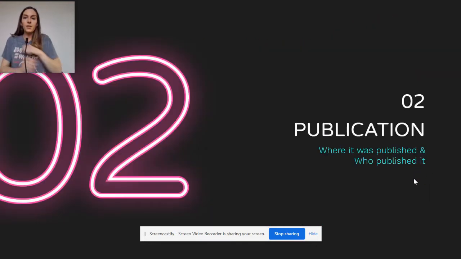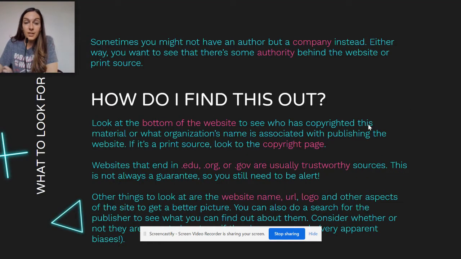The second thing is looking at the publication of the source, so where it was published and who published it. For a website, obviously it's published to the internet, but what you want to figure out, if you don't have a specific author, or even if you do have an author, is what the company is that has the authority that is behind this website or this book.